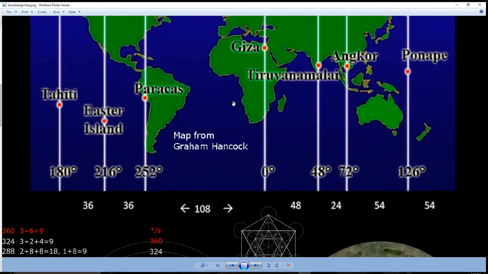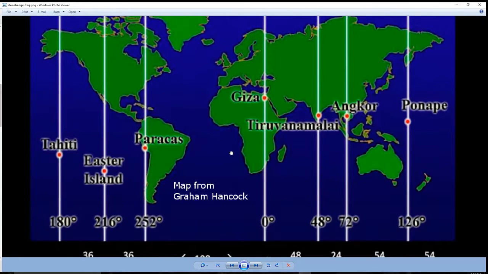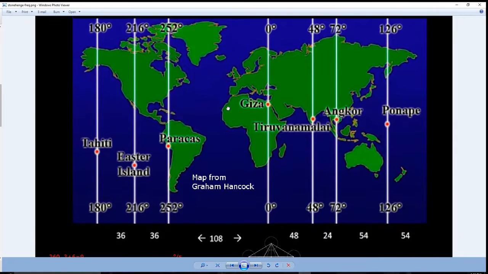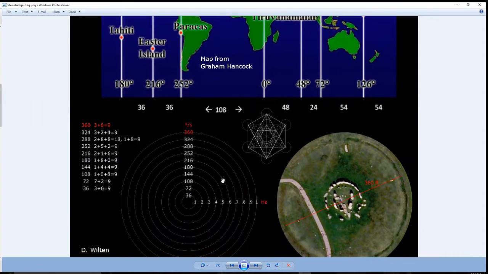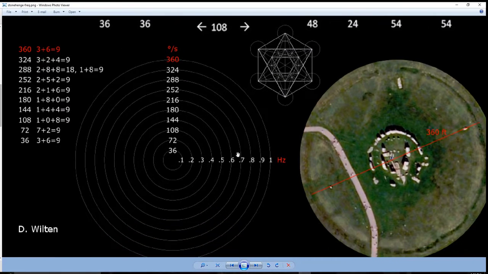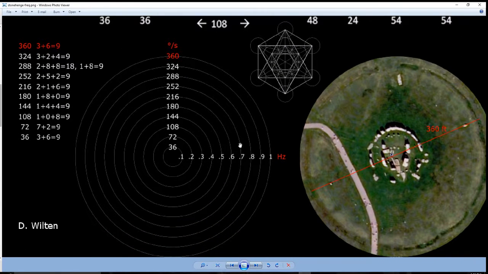This map that you see from Graham Hancock here is something that he presented in his lecture before he came out with Magicians of the Gods. And if you notice the degrees that he places on the Earth, they correspond to the frequency map that I show you inside the videos.